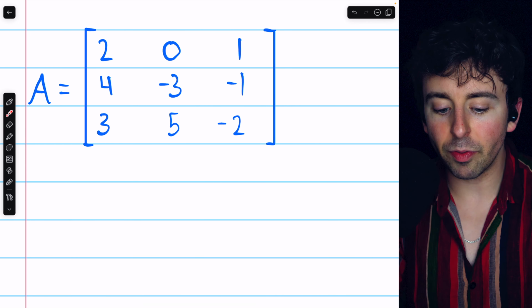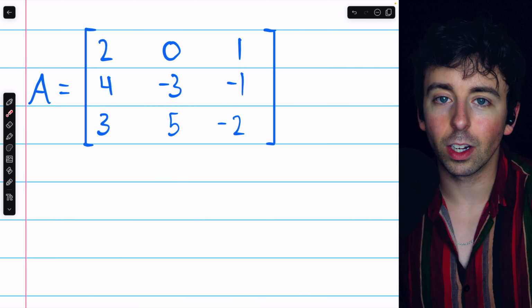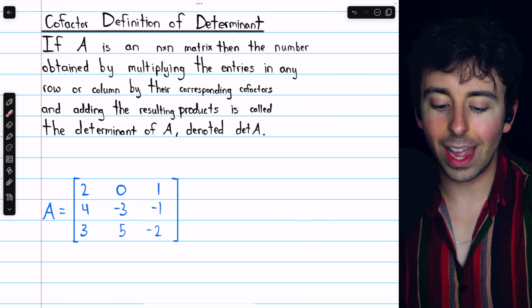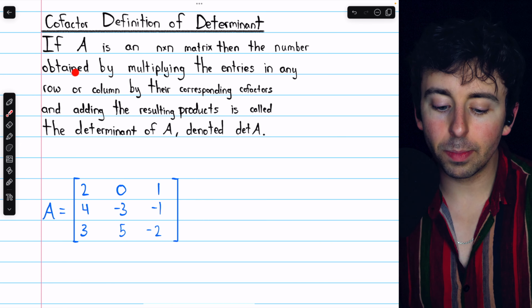We're going to begin by finding the determinant of this matrix with the cofactor definition of the determinant. I'll leave a link in the description to my lesson going over this definition. But here that definition is for your reference. If A is an n by n matrix, then the number obtained by multiplying the entries in any row or column by their corresponding cofactors and adding the resulting products is the determinant of the matrix. Of course, this doesn't mean anything if you don't know what a cofactor is, but if you don't, then you'll kind of see as we go through this example.